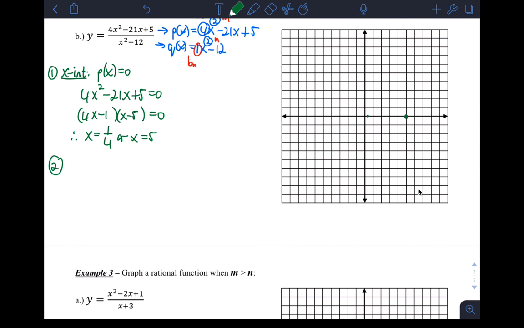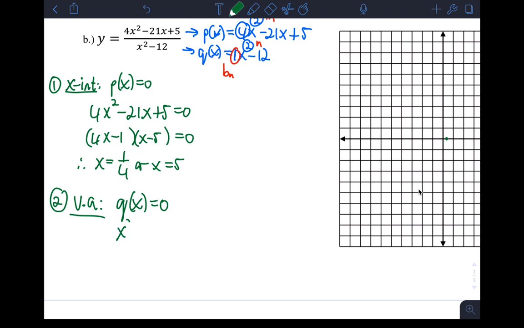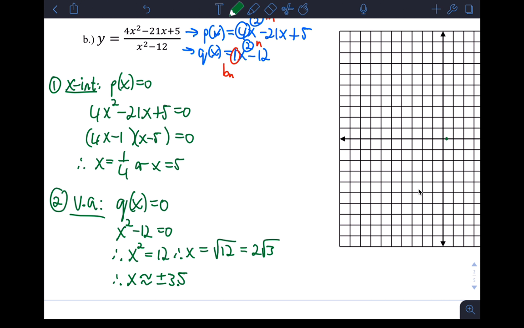Step two is find the vertical asymptote, and that means take q of x and set it equal to 0. So again, q of x is the denominator, which is x squared minus 12 equals 0. If you do that, you get x squared equals 12, or x is approximately plus minus 3.5. You're going to get a square root, but you really have to simplify that in your calculator to be able to graph it easily on your grid. So it's about plus minus 3.5. The intermediate step here was take the square root, you get root 12, which is the same as 2 root 3, and then you get about 3.5.